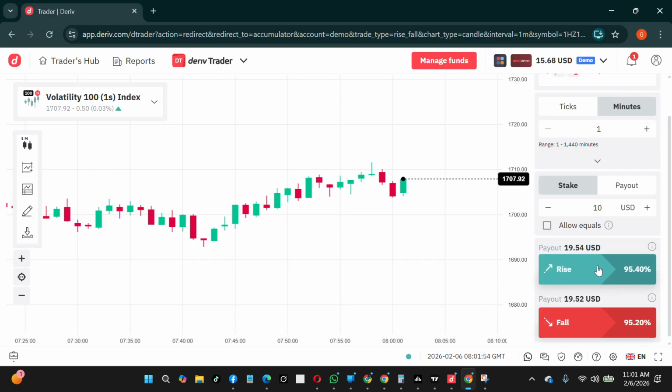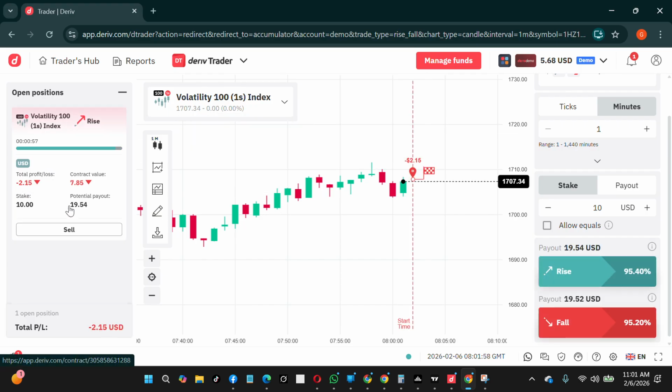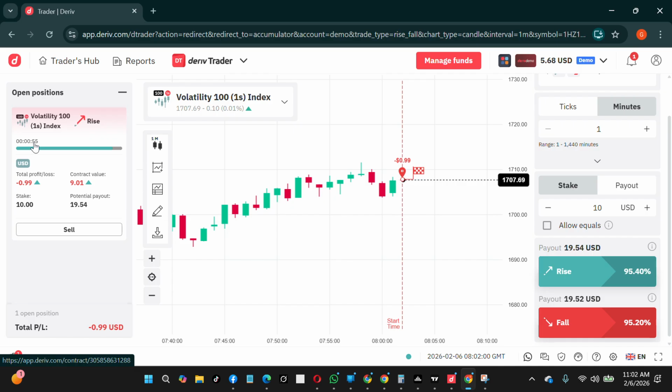Let's put a rise like that. So you'll find there's some countdown, you can see. The more that candlestick becomes green, the more you win. As long as that candlestick closes green, then you will be winning that trade.